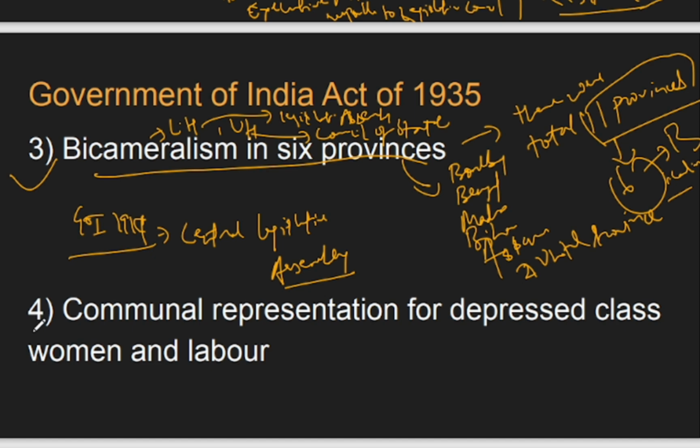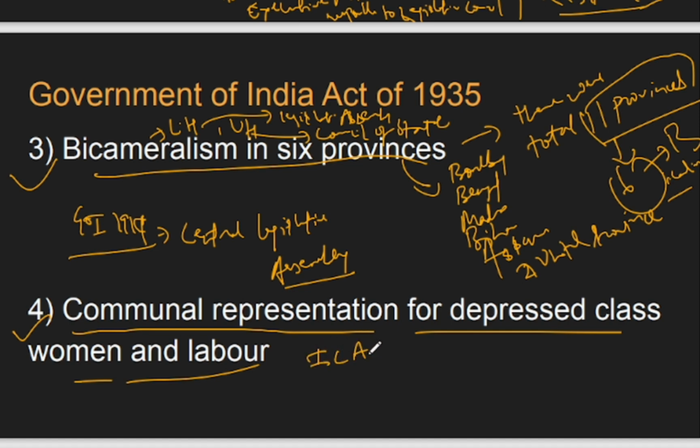And the fourth point says that communal representation for depressed classes, women and labor came through this act. So we saw that through the Indian Council Act of 1909, communal electorate was for whom? For Muslim electorate, right?